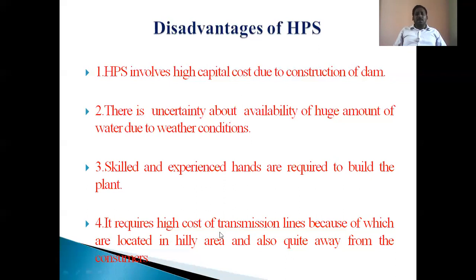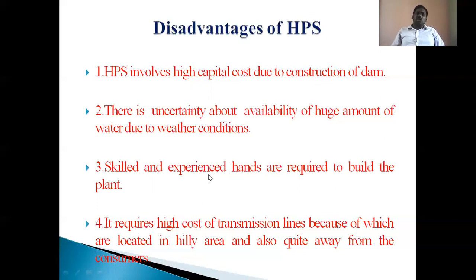Finally, it requires high cost of transmission lines because the plants are located in hilly areas and quite far away from the load centers. Thermal power plants are located at the outskirts of a city or town. Diesel power plants are also there. Nuclear power plants are also there. But hydroelectric power plants are constructed in hilly areas. That means these locations are very far from the populated areas, and due to the hilly region, the transmission system design is also complex. This is one of the main drawbacks of the hydroelectric power station.